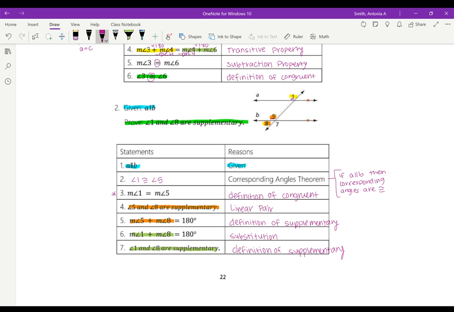Okay. Notice how these two steps, 4 and 5, go from supplementary to adds up to 180, but 6 and 7 goes from adds up to 180 to supplementary. Okay, the definition of supplementary works both ways. If one means the other, then the other means the one. I know that's kind of confusing, but they mean each other. They can go either direction.